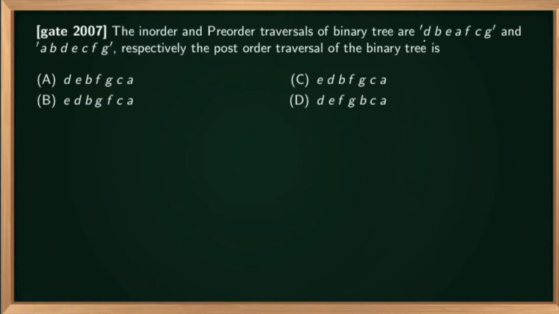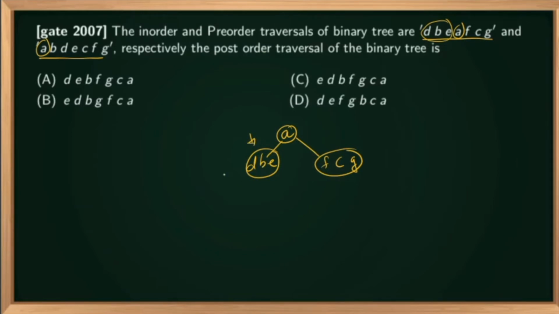It's given that we have the in-order and the pre-order. We know that pre-order means the first value should be the root. So A is root. Since A is root, I know D, B, and E are on the left side, and F, C, G are on the right side. Even if I do post-order traversal, first I should be printing D, B, E in some order because I haven't explored here. Then after that I should be printing F, C, G, and the last value should be A. Here in all the choices the last value is A, and the first three values should be D, B, E.